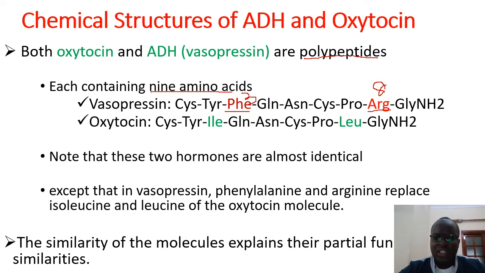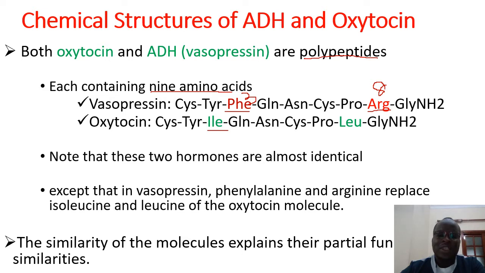So in oxytocin, instead of finding the phenylalanine, you're going to find isoleucine amino acids. On sequence number 3, instead of finding phenylalanine, we're going to find isoleucine. Then on sequence number 8, there is leucine amino acids. So this is the difference in structure. Note that these two hormones are almost identical in terms of structure, except that in vasopressin, the phenylalanine and arginine replace the isoleucine and leucine of the oxytocin molecule. So this is the only difference.